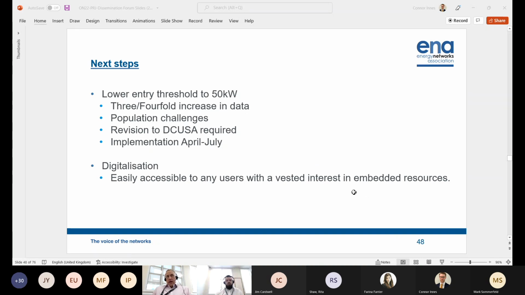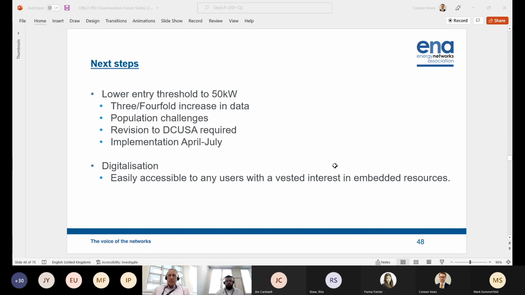In order to formalize the move to a lower threshold, we're having to raise a Jacuzza mod, that is DCP 399 if you're interested in looking at that, and we expect to implement between April and July.